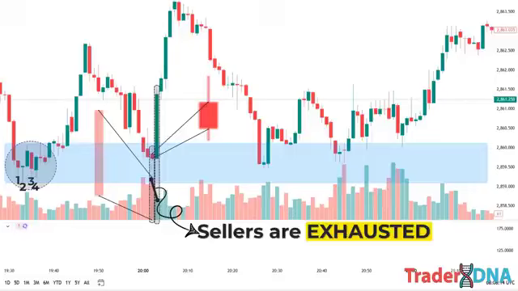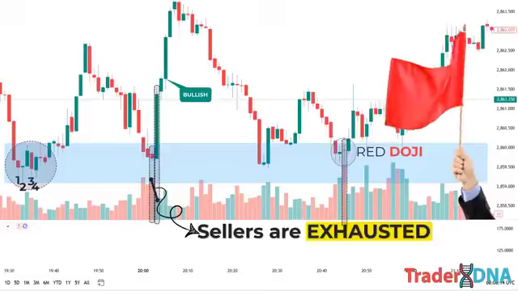Now, check this out. Here's something even crazier. Look at this candle right here. A doji. But hold up, we don't need to memorize candlestick patterns. What we care about is the meaning behind them. And this doji? It's a sell candle with an extremely small body. Now, take a look at the selling volume. It's massive. Wait, what? How can sellers be selling so aggressively, yet price isn't dropping?